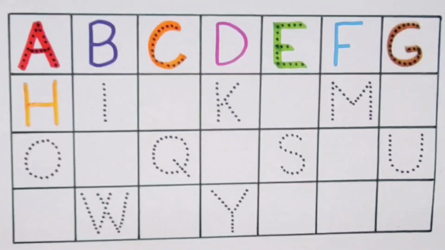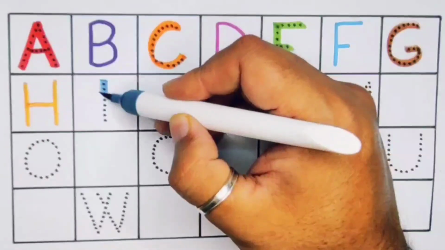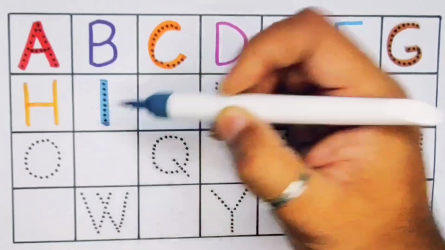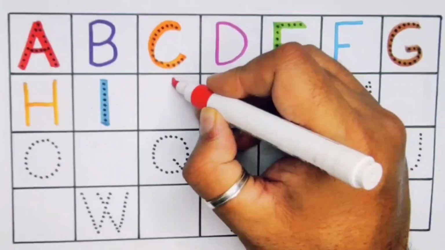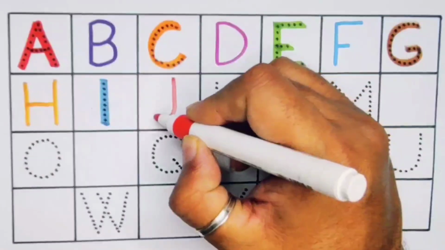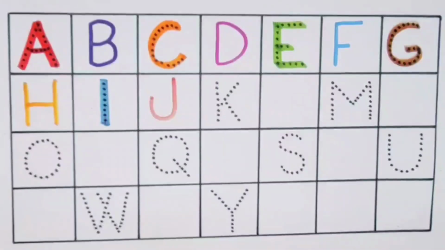Next kids I. I for ice cream. Next J. J for jam.